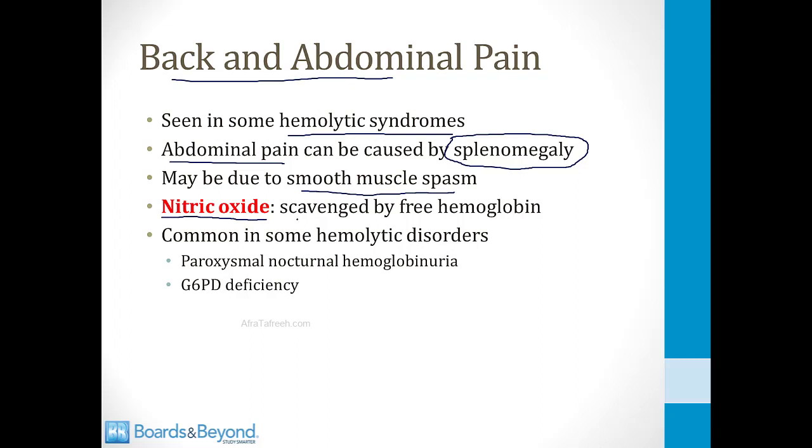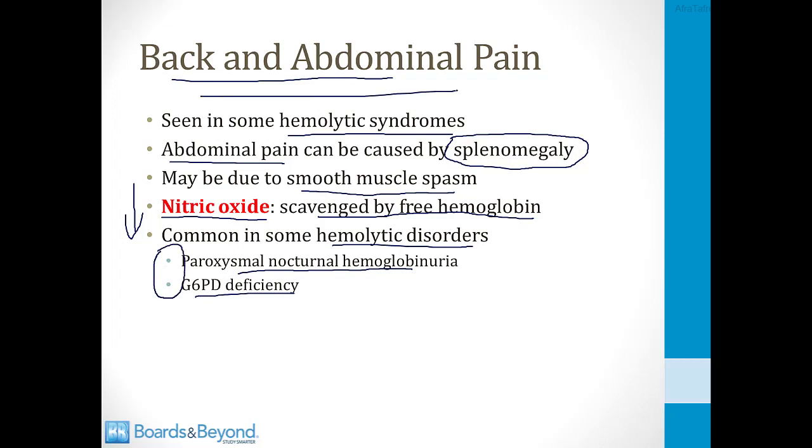It turns out that nitric oxide is scavenged by free hemoglobin, so if free hemoglobin is a prominent component of a hemolytic disorder, that can lead to low levels of nitric oxide, which can trigger smooth muscle spasm. And this is common in some hemolytic disorders, especially patients who have paroxysmal nocturnal hemoglobinuria or G6PD deficiency. In both of these disorders, patients have episodes of increased hemolysis, and during those episodes, they often complain of back and abdominal pain. And that concludes our module on basics of hemolysis.